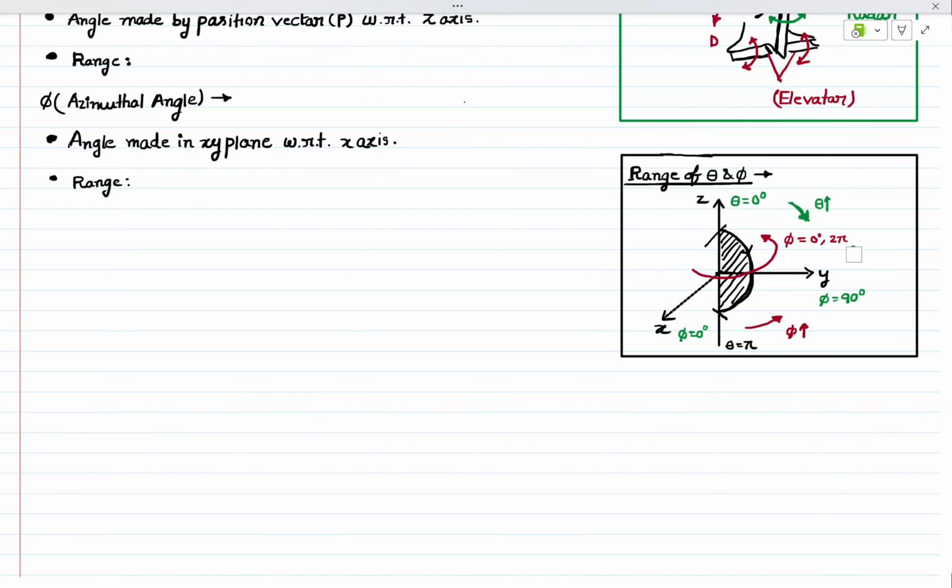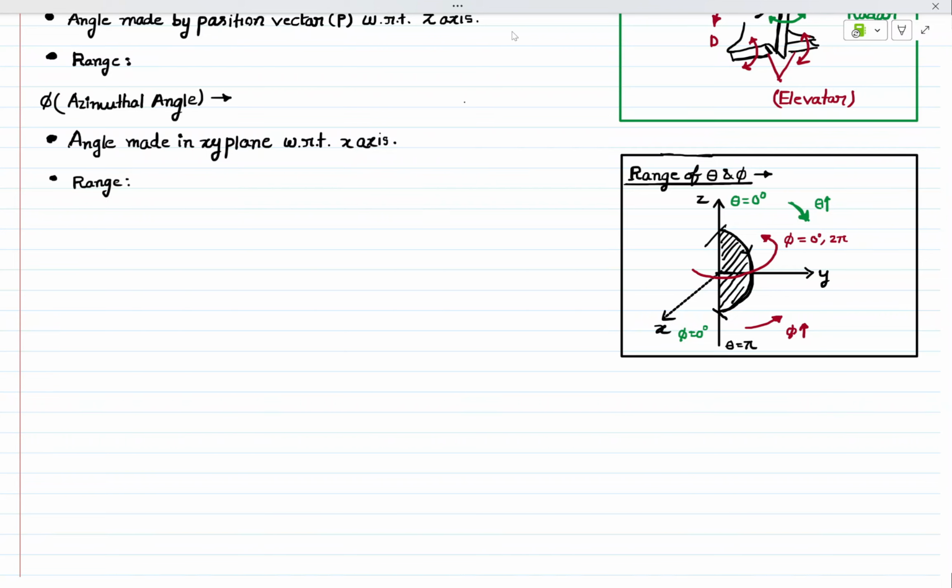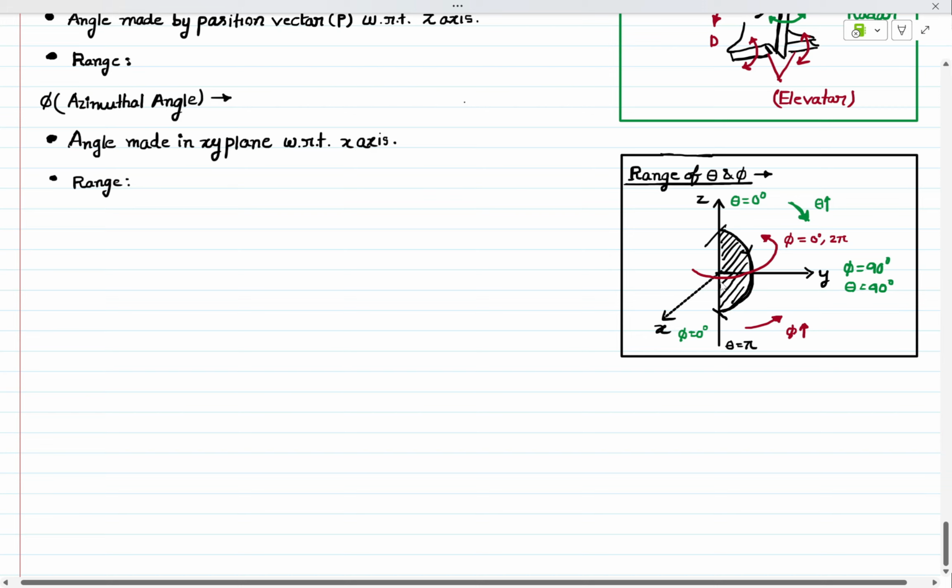Like this. What happened actually? First of all, I have made a semicircle just by varying theta from 0 degree to pi, by fixing phi at a particular angle, let's say phi equal to 90 degrees. So by fixing phi equal to 90 degrees, I have first varied theta from 0 degree to pi.